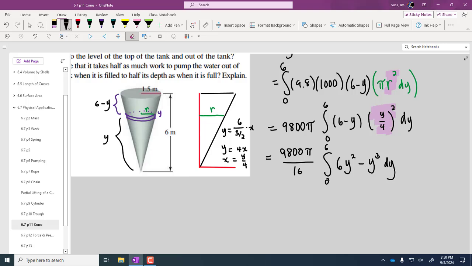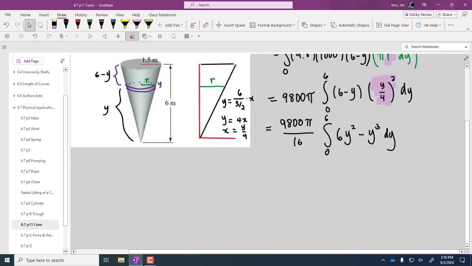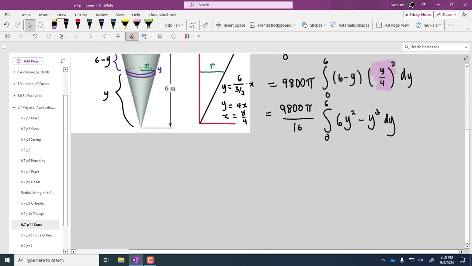There is an easy integral, all the way down to a polynomial. So we'll deal with these constants in a minute out here. We'll just leave it for now. Something might cancel. So we're going to end up with 2y cubed minus y to the 4th divided by 4 from 0 to 6.